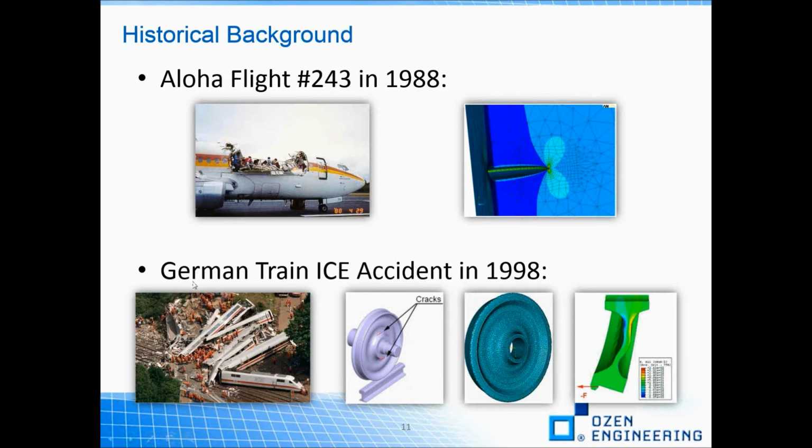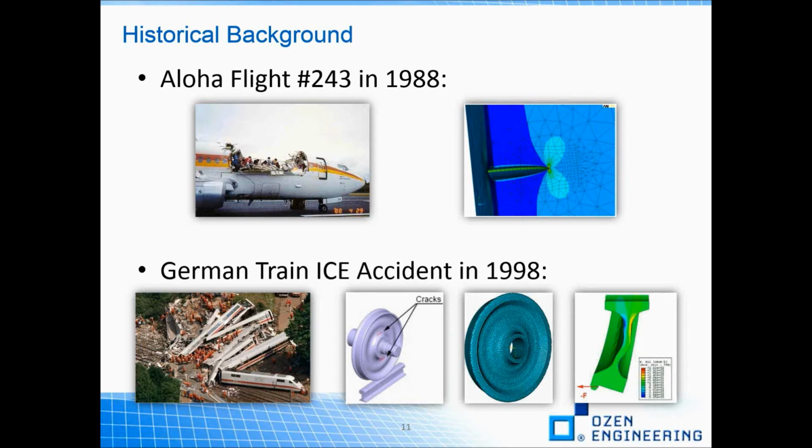Another incident was a train accident, which actually happened in Germany. The Eschede train disaster occurred in 1998, actually 10 years after the Aloha Flight incident, when a high-speed train derailed and crashed into a road bridge. In this instance, 101 people died and around another 100 were injured.